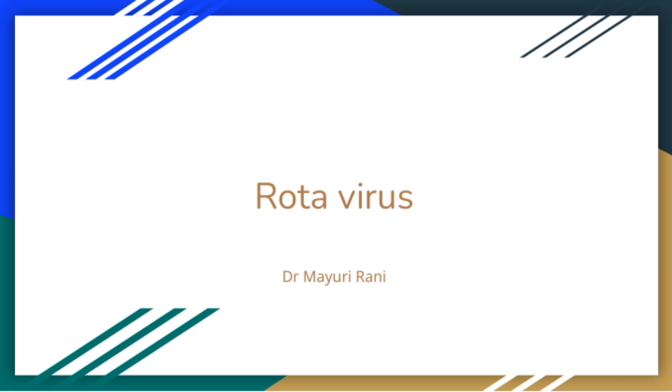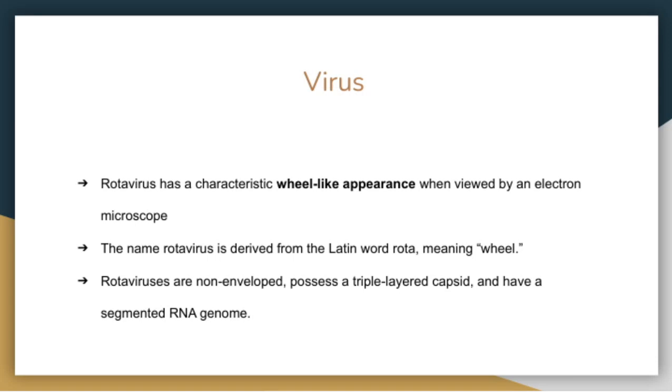So let's get started. Rotavirus, when viewed under an electron microscope, has a very distinctive wheel-like appearance. This unique shape is actually how it gets its name. The word rotavirus comes from the Latin word rota, which means wheel, highlighting this characteristic look.